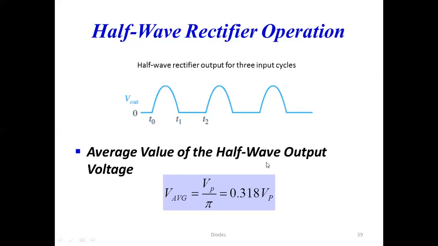The average value of the half-wave output voltage will be given by a formula. See here, Vp upon pi. What is Vp? Vp is the peak value of this particular cycle or wave. This is the peak value. So you have to consider this peak value and divide it by pi, then you will get the average value. 1 upon pi is nothing but 0.318. So you can write 0.318 times this Vp. This formula is used to calculate the average value of the half wave output voltage.